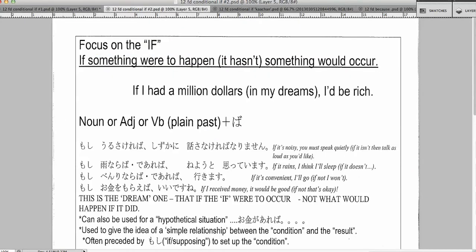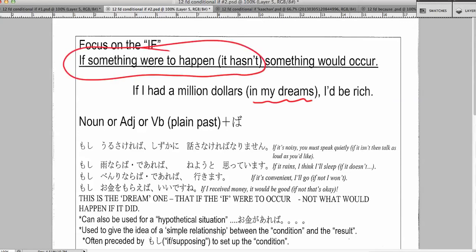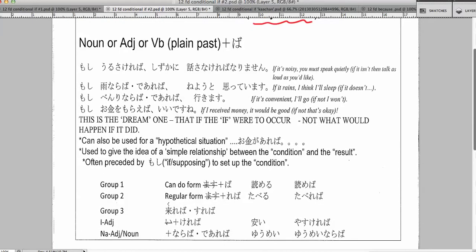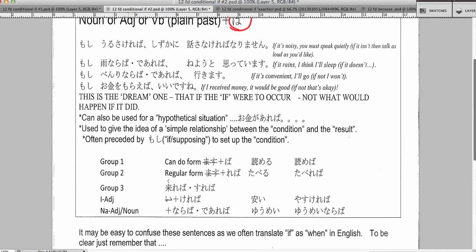The other kind of if places the stress on the if part. And I kind of think something like, this is my dream if this were to happen kind of thing. If something were to happen, then something would occur. But this is what I really want to stress. And in this particular case, we use a different construction and we add a ba on it. And all you really need to do to make this particular structure is to think of a couple things. In group one, think of the can-do form, like yomemasu, yomeru, yomeba. So just take the plain present of the can-do form, yomeru, and then switch off the ru and add that ba in. For group two, just switch off the masu and add reba.